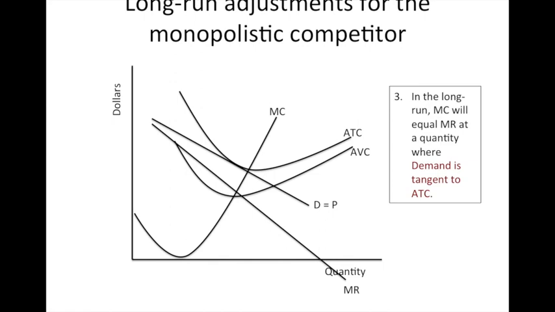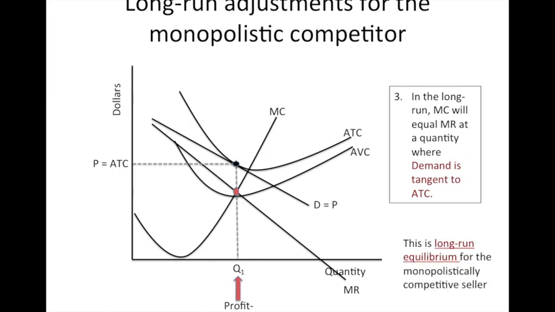So you can see here that at the place where MC equals MR, in other words, their profit maximizing quantity where we assume they're going to operate, we will find that right above that quantity, the ATC is tangent to demand. And what that means is that at the MC equals MR quantity, the price will equal ATC. And if price is equal to your ATC, then there is 0 per unit economic profit and therefore 0 area of economic profit at all. And that's what the long run looks like for the monopolistic competitor.